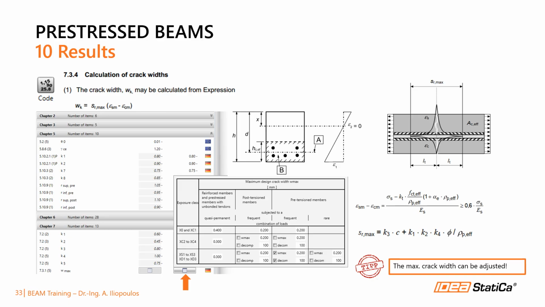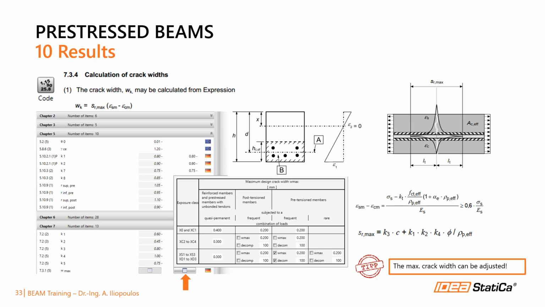Beam calculates the crack width taking into account the reinforcing steel strains in state 2, meaning the cracked cross-section, and the tensile stiffening of the concrete between the cracks. The corresponding formulas can be found in section 7.3.4 of Eurocode 2.